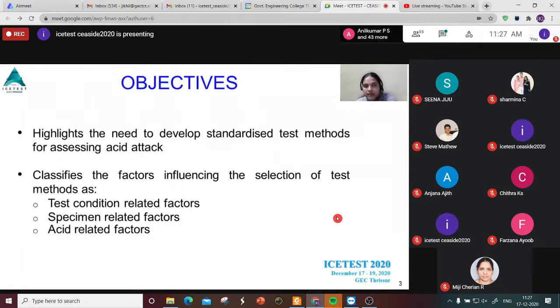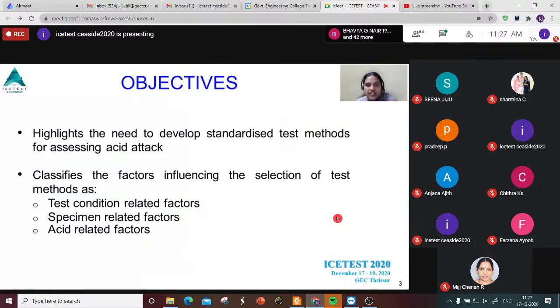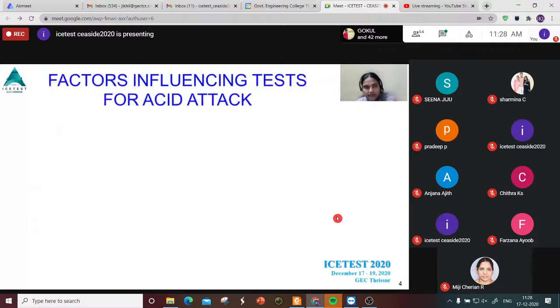Objectives of the paper. This paper highlights the need to develop standardized test methods for assessing acid attack. To develop such a method, we should have clear knowledge about the factors which influence the selection of test methods. This paper classifies these factors as test condition related factors, which incorporate the settings and arrangements required for the study; specimen related factors, which deal with the specimen used for the study; and acid related factors, which deal with the aspects of acid other than material properties.